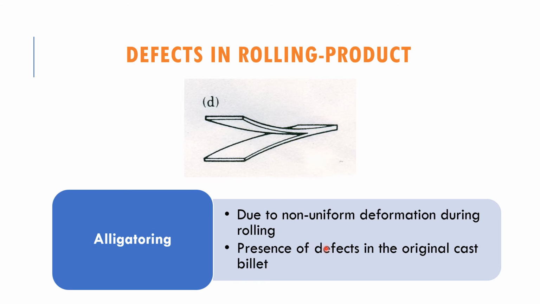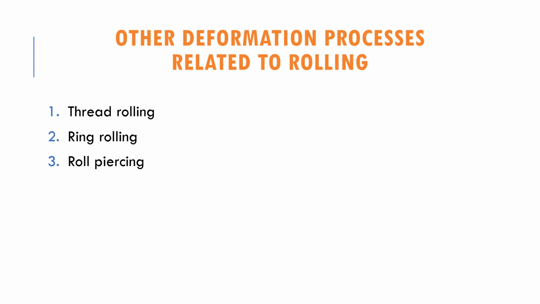And another one is due to the presence of defect in the original cast billet. Now let us look into other deformation processes related to rolling. There are three other processes that we can look into: thread rolling, ring rolling, and also roll piercing.